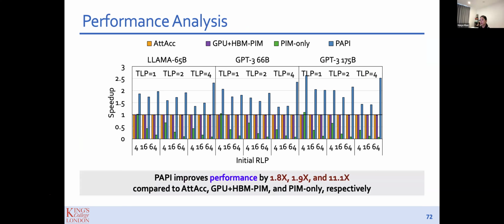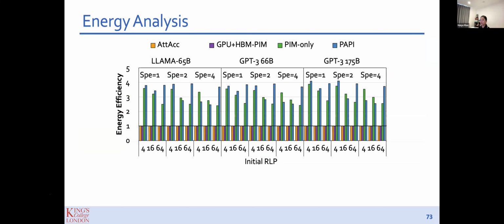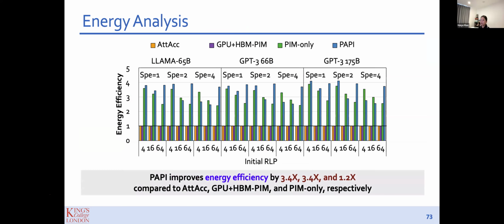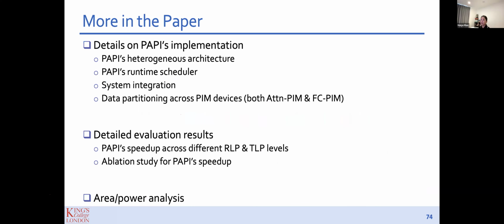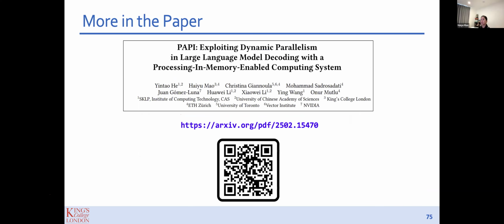So here's the result of performance. PAPI improves the performance by 1.8 times, 1.9 times, and 11.1 times compared to the ATT-ACC, GPU plus HBM PIM, and PIM only. And here's the result of energy. PAPI improves the energy efficiency a lot compared to the ATT-ACC, GPU, and PIM only. Okay. There are more details in the paper that you can check if you're interested. And here is the QR code of the paper.